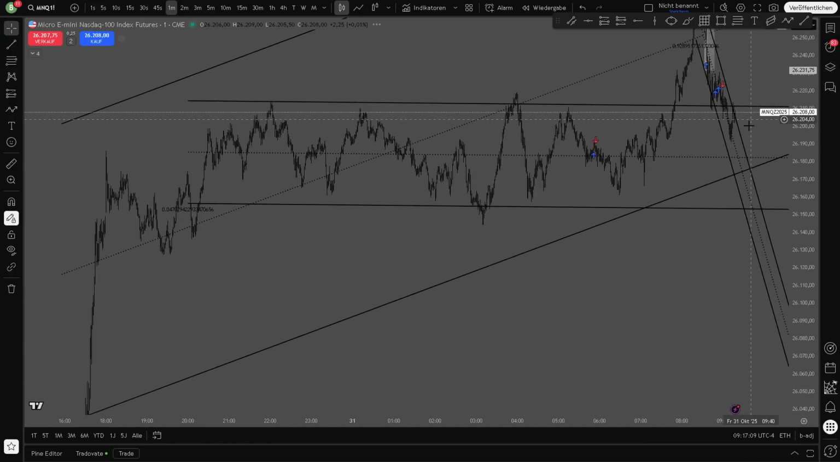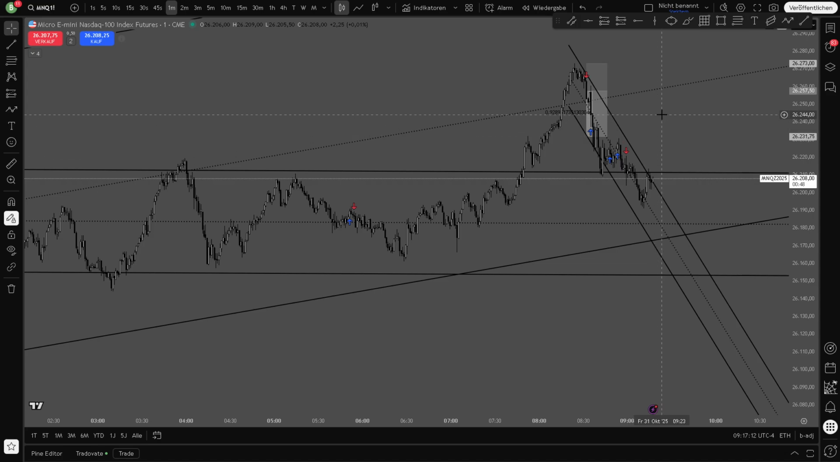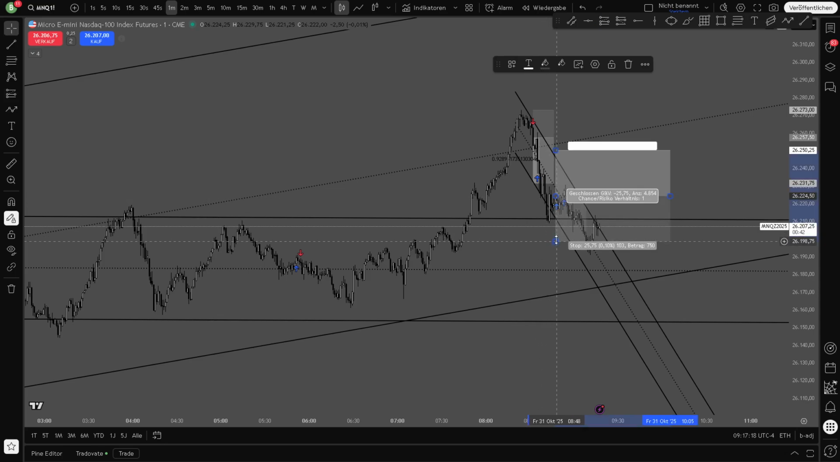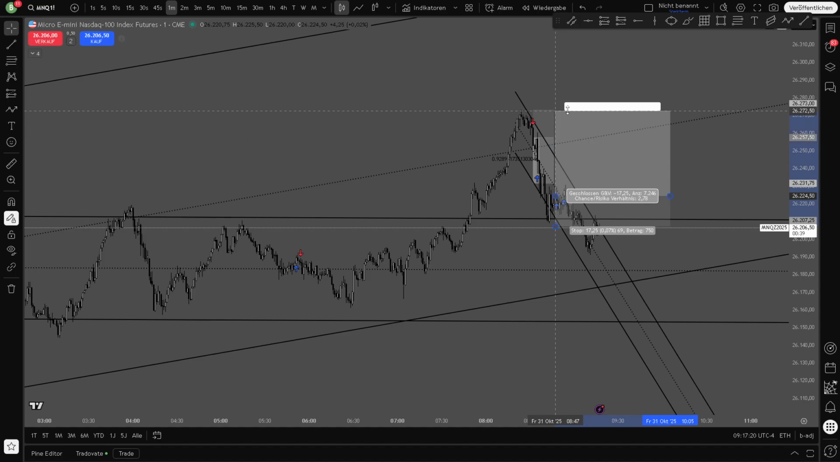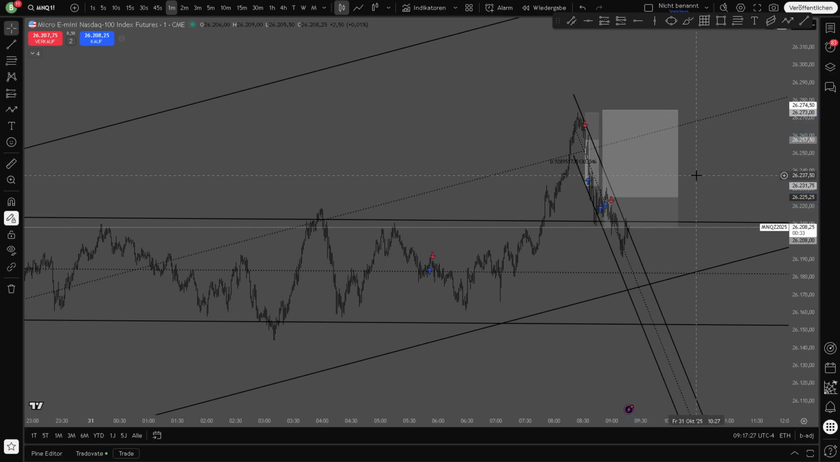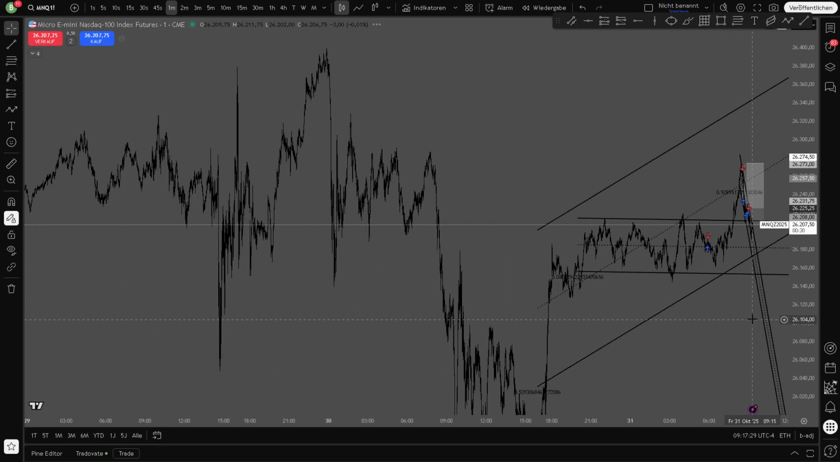Okay, so now we took a loss, which is a little bit weird to be honest. I was pretty confident in this trade here. This was the trade. It would have been a 2.8 RR trade or so. But yeah, let's go over it real quick.